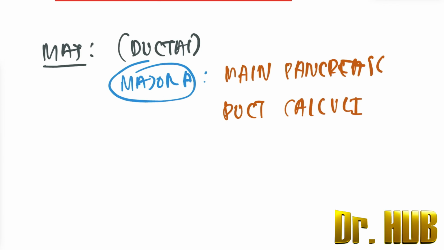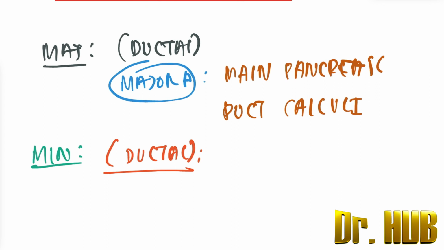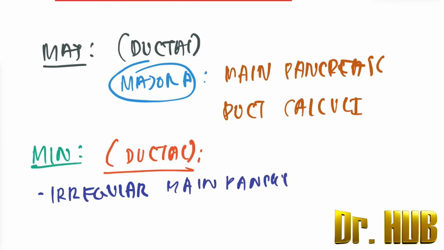Now let's look at the minor criteria. In terms of minor criteria, this includes the ductal features. Under the ductal features, there is the irregular main pancreatic duct. That is nothing but the MPD contour.